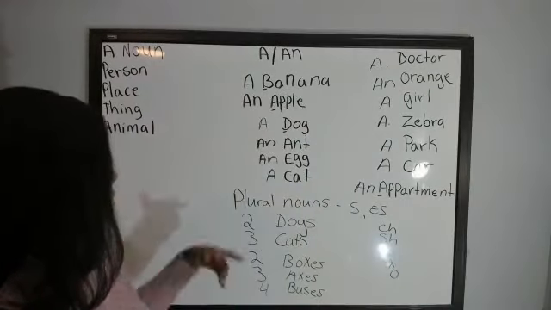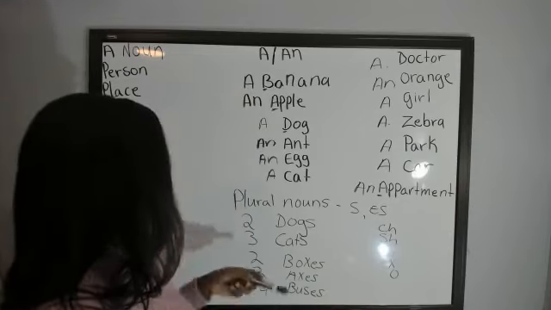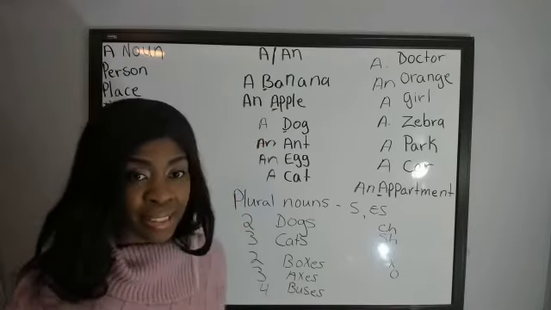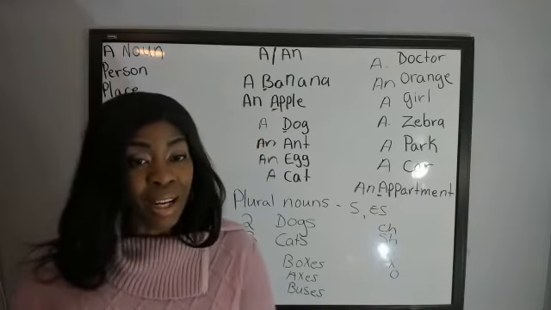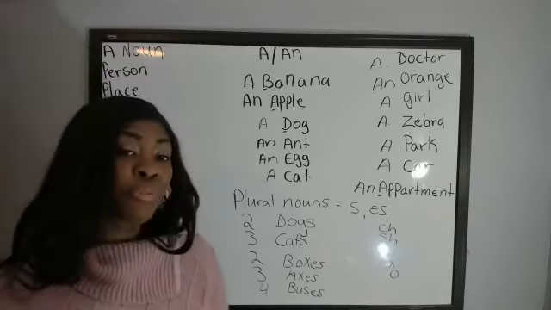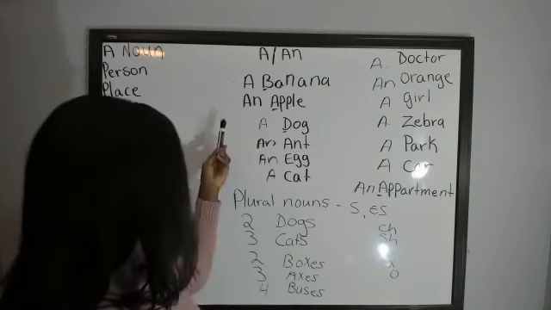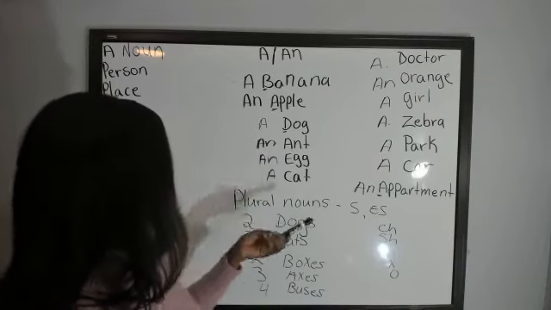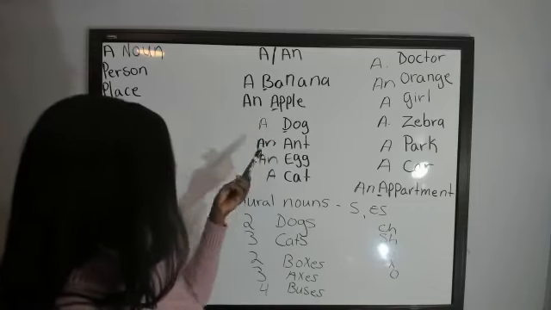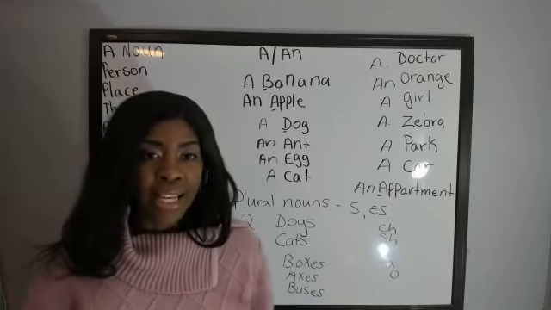And then we have a banana. Reason why we have a instead of an is because the first letter is a consonant. So since the first letter is a consonant, I have to write a. But if the first letter was a vowel, I would have to write an. Over here, we have an apple. Why not a apple? Because the first letter A, that's a vowel. So I have to say an apple.